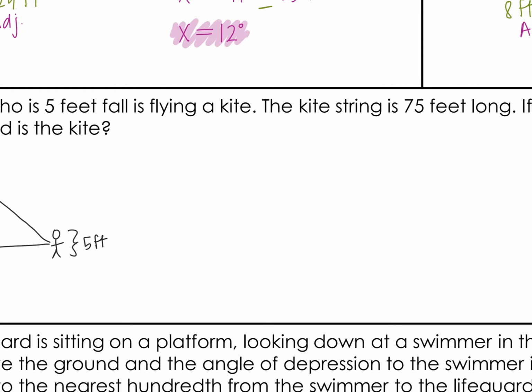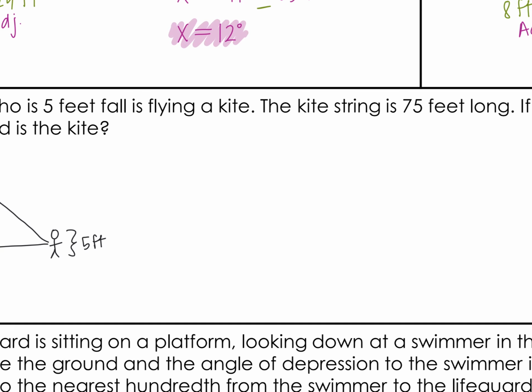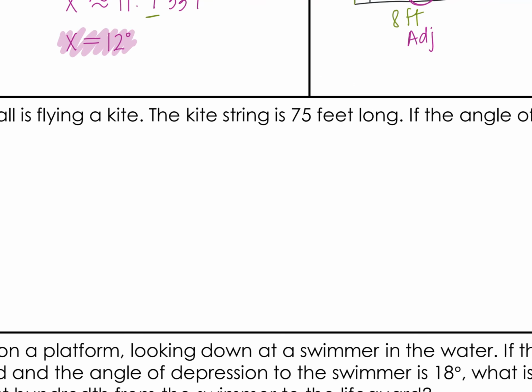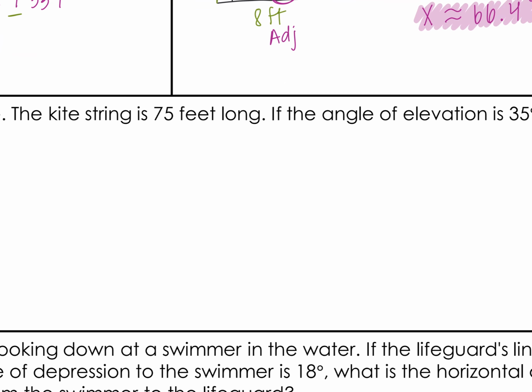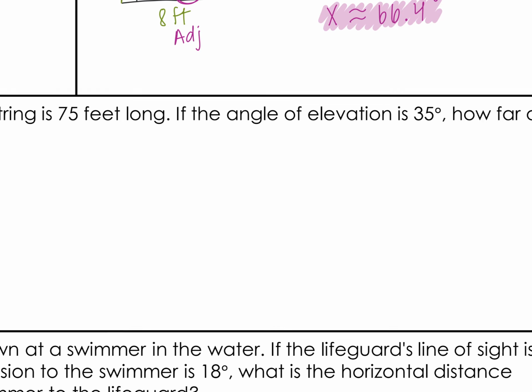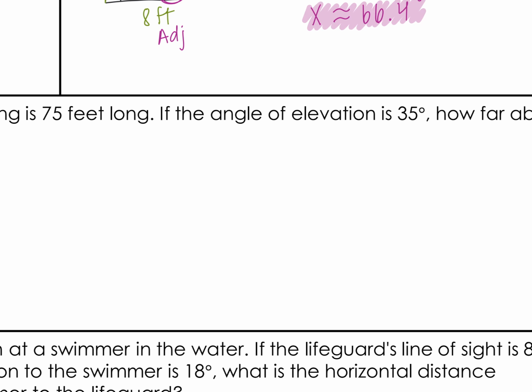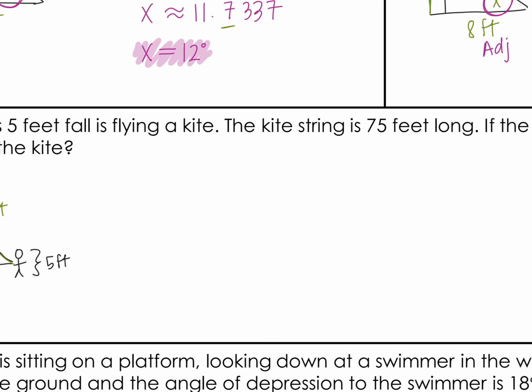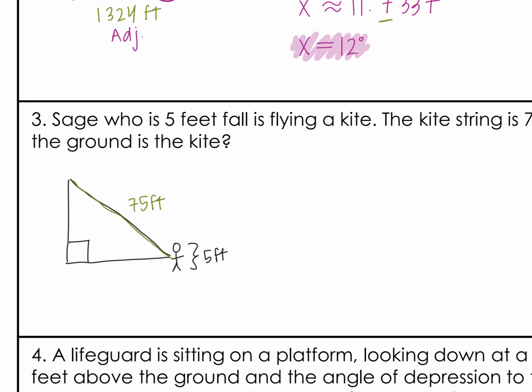The kite string is going to be 75 feet long. Okay, so when you're flying a kite, that's going to be my length here along that hypotenuse. So that's going to be 75 feet. And if the angle of elevation is going to be 35 degrees, we want to know how far above the ground is the kite.